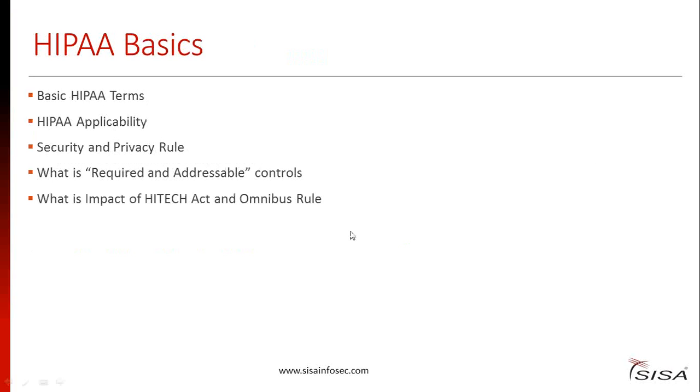The next term we have to understand is the privacy rule. The privacy rule is applicable to PHI, protected health information, in any format, whether electronic, written or oral. So the security rule covers the confidentiality, integrity and availability of your PHI in electronic format, while the privacy rule covers the confidentiality part of your PHI in any format, not necessarily electronic.